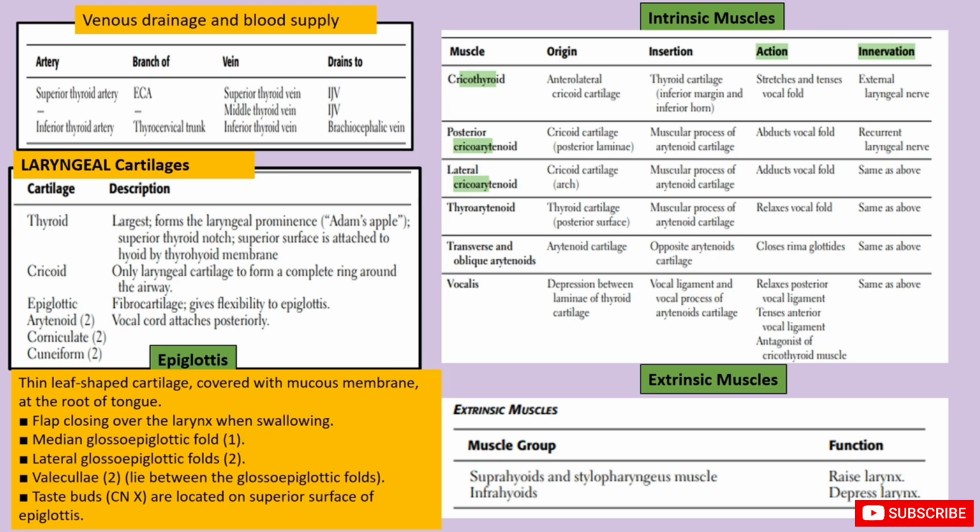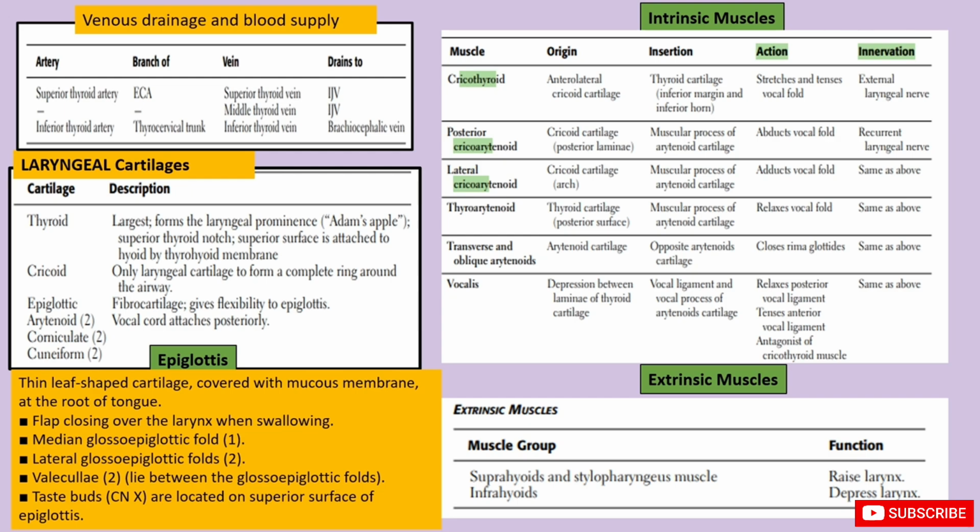So we have the extrinsic and the intrinsic muscles of the larynx. The extrinsic muscles are the suprahyoid and the stylopharyngeus, which raise the larynx, while the infrahyoid muscles depress the larynx. Among the intrinsic muscles of the larynx, there are the cricothyroid, posterior crico-arytenoid, lateral crico-arytenoid, transverse and oblique arytenoid, and the vocalis. We don't have to remember their origin and insertion, but we should know their actions.